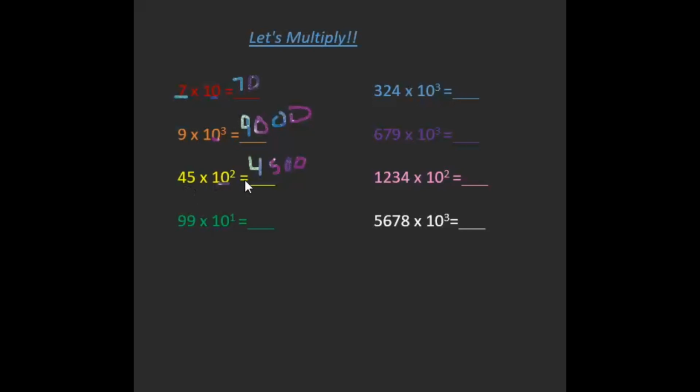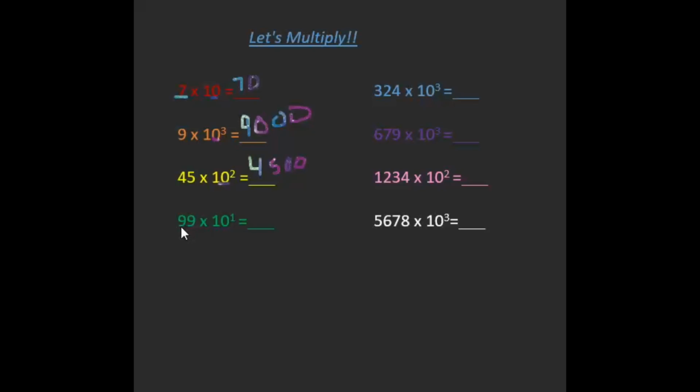Same thing happened here too. When you're multiplying by 10 to the power of 2, 45 times 100, all you have to do is stick that 45 right here and attach 2 zeros at the end because 100 has 2 zeros. So now, keeping that in mind, let's move on to the next problem.